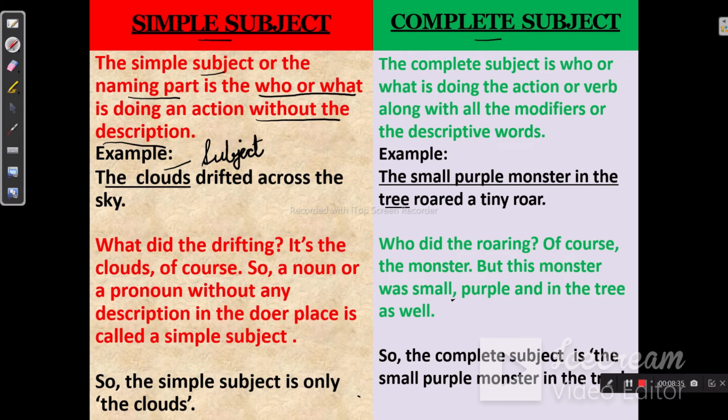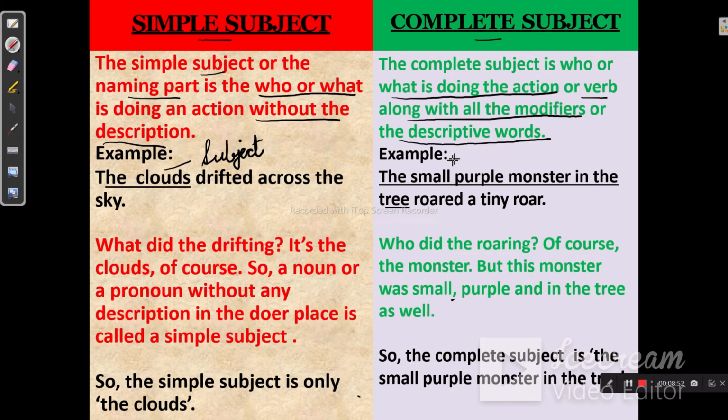Now, complete subject. The complete subject is who or what is doing the action or the verb along with all the modifiers or the descriptive words. So the subject with all the description is the complete subject.